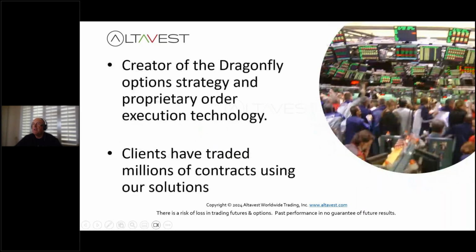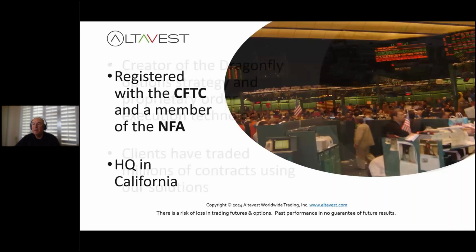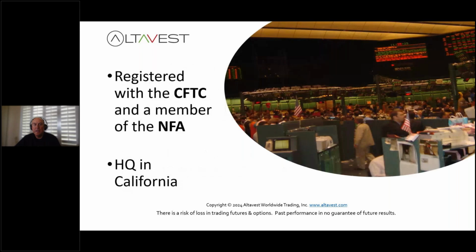We are the creator of the Dragonfly, the option strategy. If you've never heard of it, that's okay. We'll review that, and our proprietary order execution technology, something you can't find anywhere else, and we'll show you why that's important. And clients have traded millions of contracts with us using our solutions. We're registered with the CFTC, member of the NFA. We're located in California.